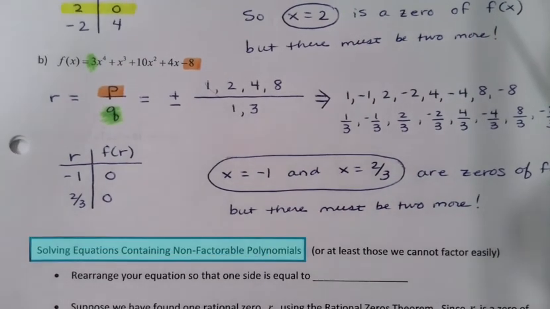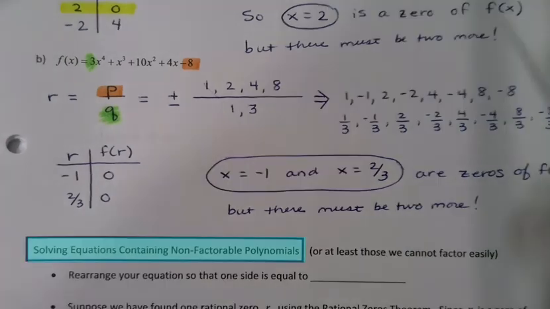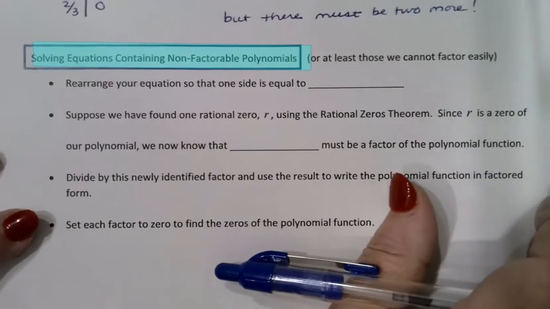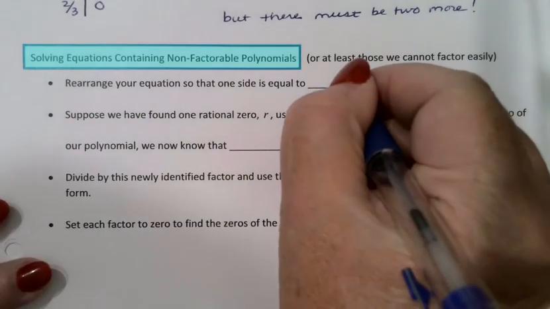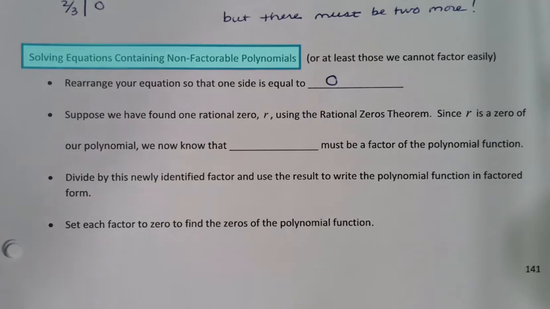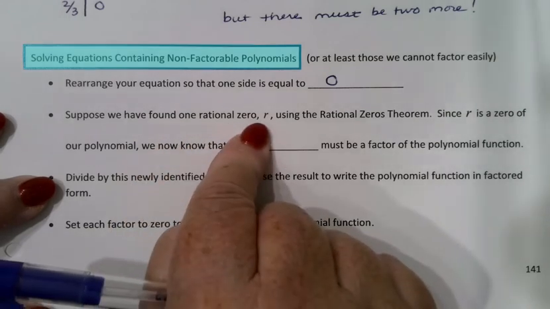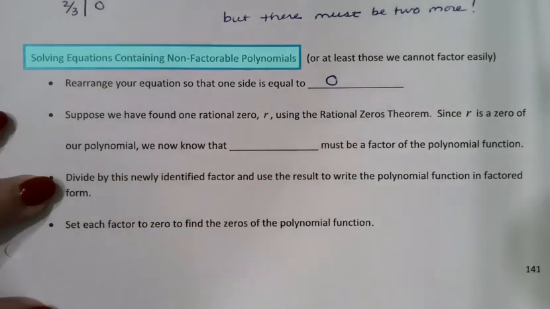All right, so we've now got this nice little theorem, this rational zeros theorem, and it helps us to find, sometimes at least, some of the zeros of our polynomial. How could I find other zeros? Well, let's see. First of all, if we're solving equations, we're finding zeros, so we want to make sure our equation is equal to 0. But as long as it is, suppose we've found at least one rational zero using that rational zeros theorem like we were just talking about.